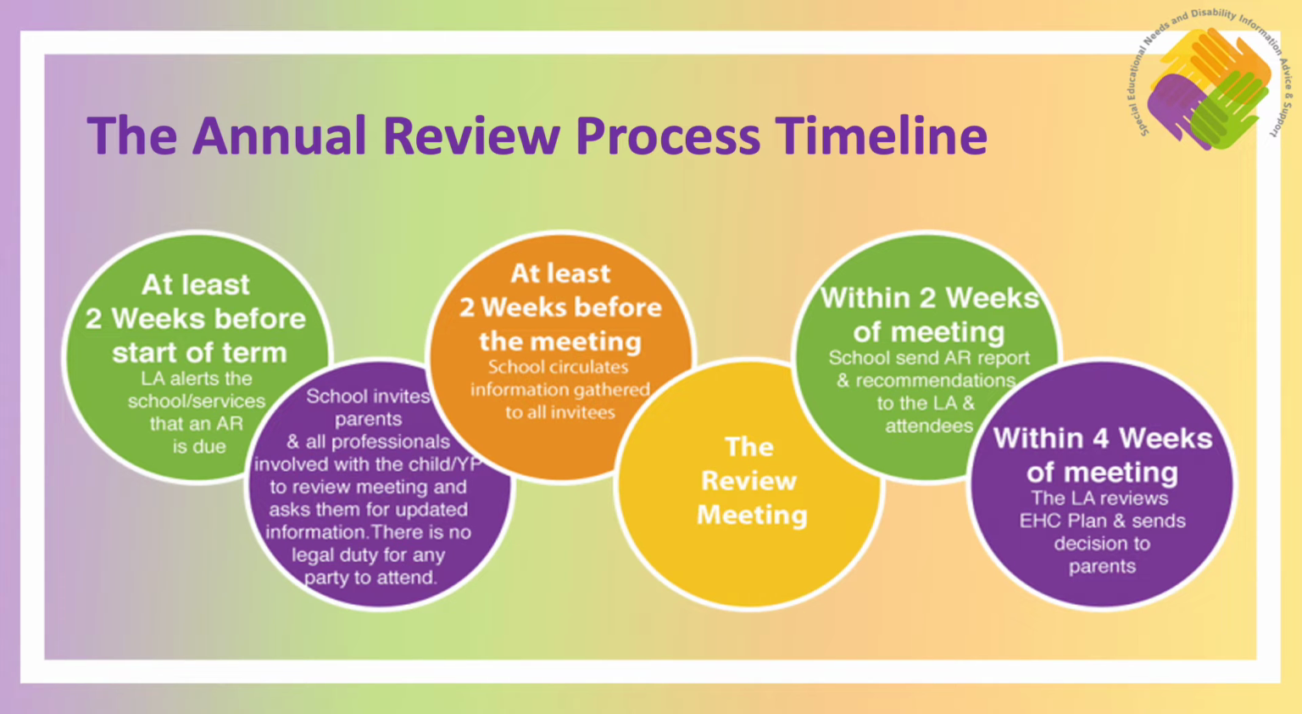Here you can see the annual review process timeline. At least 2 weeks before the start of the term, the local authority alerts the school or services that an annual review is due. School invites parents and all professionals involved with the child or young person to the review meeting and asks them for updated information. There is no legal duty for any party to attend. At least 2 weeks before the meeting, school circulates information gathered to all invitees.